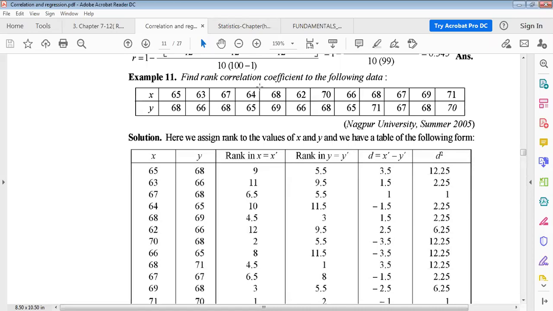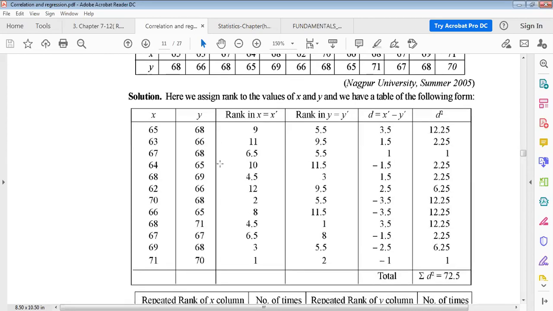Okay, similarly find the rank correlation coefficient for the following data. The first row is X and the second row is Y. Then we can assign the ranks of the values of X and Y. We have a table of the following form: the X column, the Y column, and the rank for X. A similar process can be applied here.